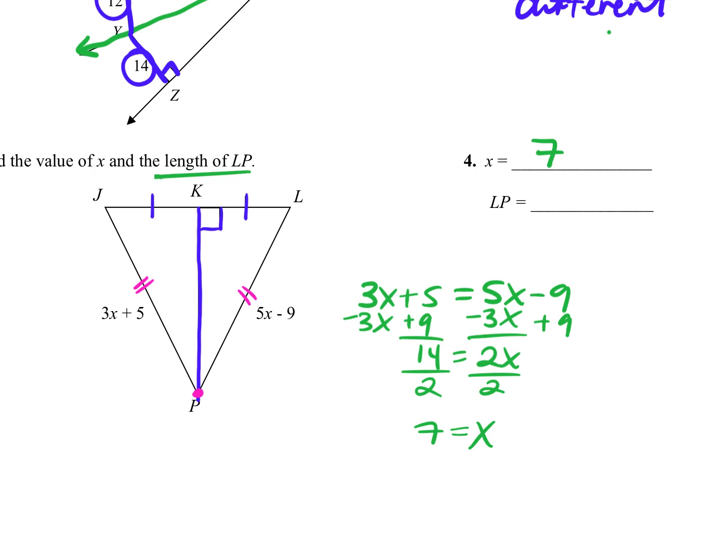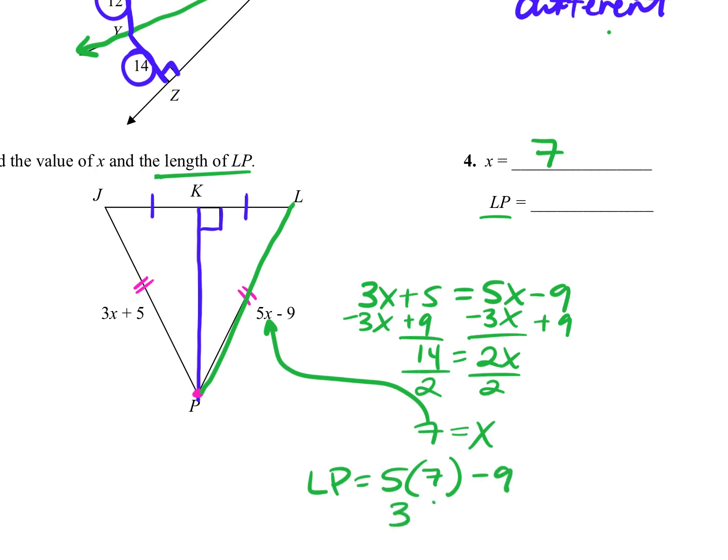Then it says find the length of LP. LP is this one. So if you plug a 7 into that, LP is going to have a length of 5 times 7 minus 9, or 35 minus 9. So LP is going to have a length of 26.